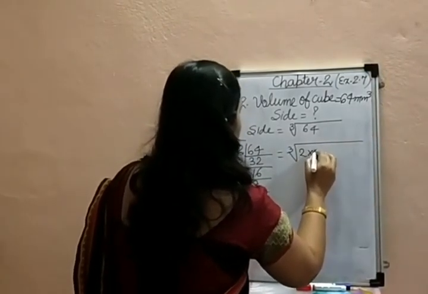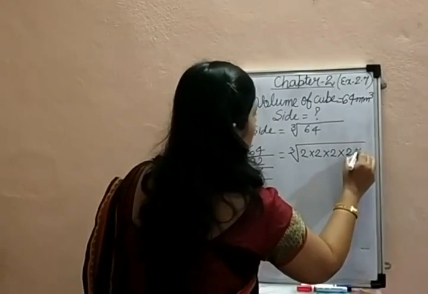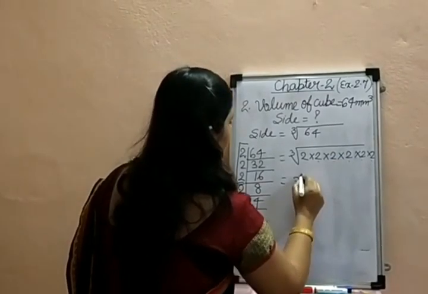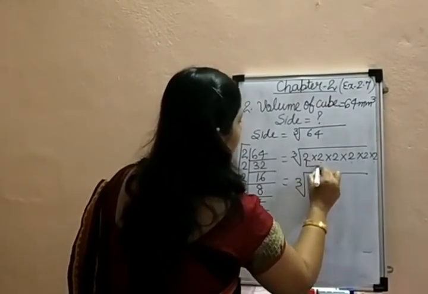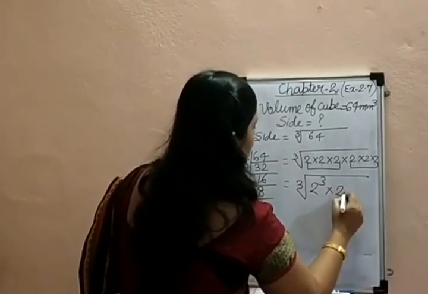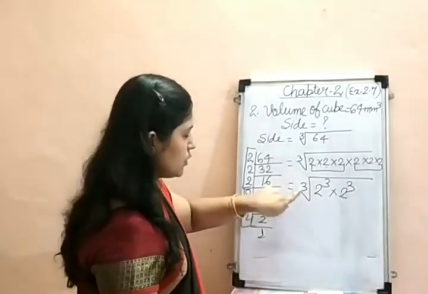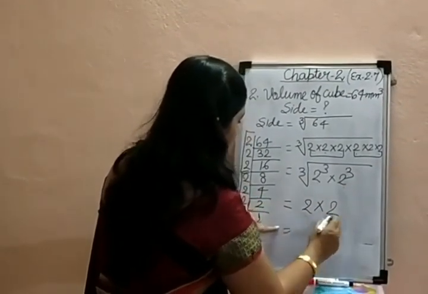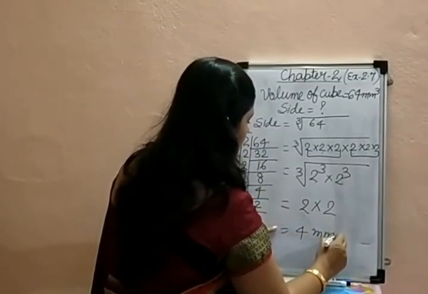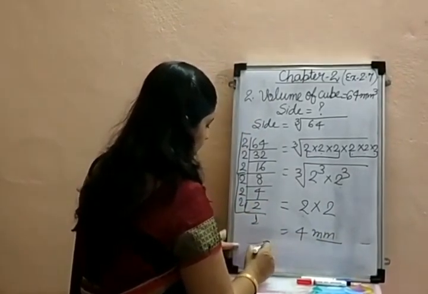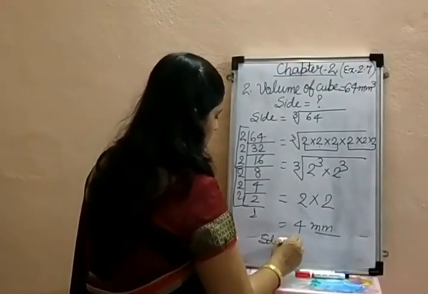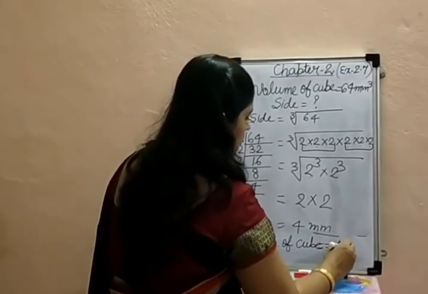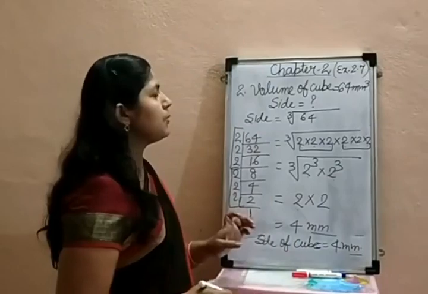So 2 into 2 into 2, six times 2: 2 cubed into 2 cubed. When we remove the cube root, only 2 and 2 will come. So 2 twos are 4 millimeter. Side of the cube equals 4 millimeter.